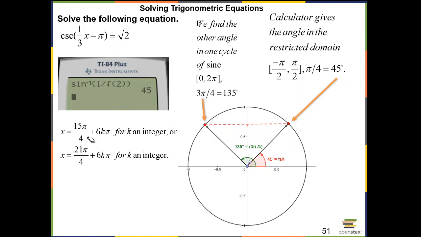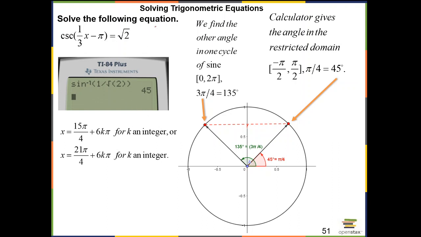What do we get? Well, let's see. If k equals 0, then we can put 0 here and 0 here. We get two solutions. If k equals 1, or k equals 2, or k equals -1, and so forth.